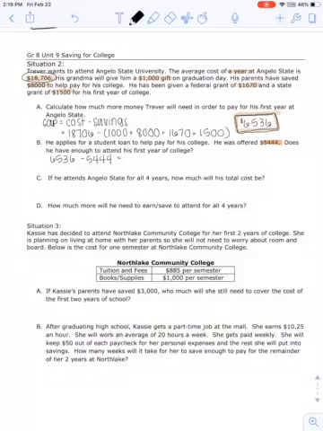Then part C, if he attends Angelo State for all 4 years, how much will his total cost be? So we know the cost per year is $18,706. So just like with the Texas Tech problem, we're just going to multiply that by 4. And when we do that, we get $74,824 as our total cost for attending Angelo State for all 4 years.